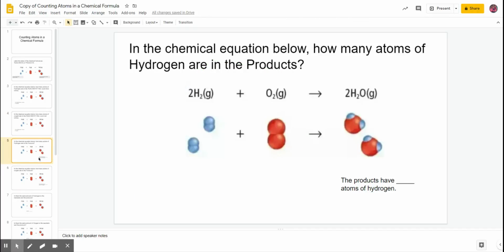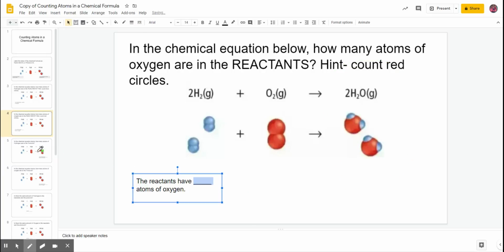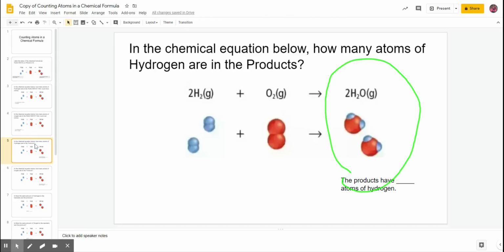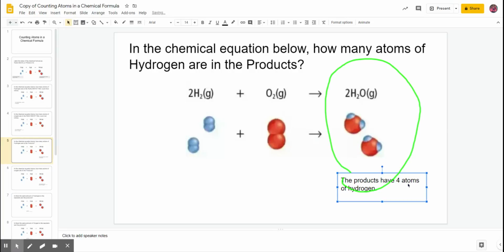Okay, now we're going to do the same thing, but on the products side. How many atoms of hydrogen are in the products? Sorry, I got on the wrong slide. So, how many atoms of hydrogen are in the products? I would do the coefficient of 2 multiplied by the subscript of 2. So that gets me 4. If I wanted to use the visual method I just mentioned, I see 1 blue circle, 2, 3, 4 blue circles, 4 atoms of hydrogen.